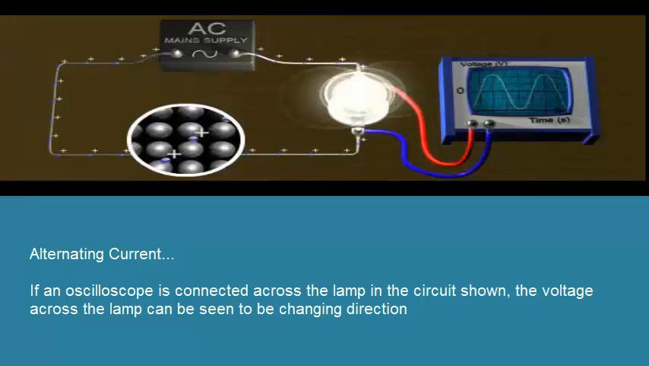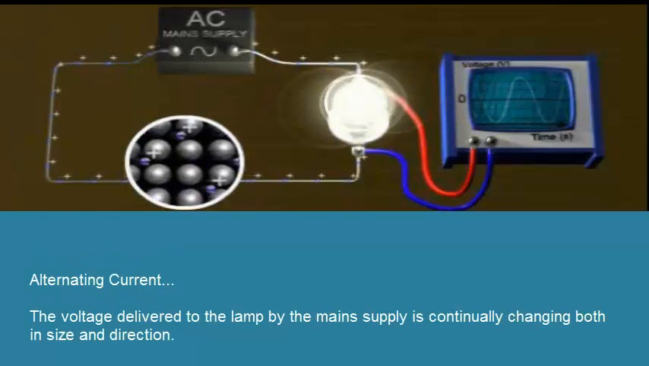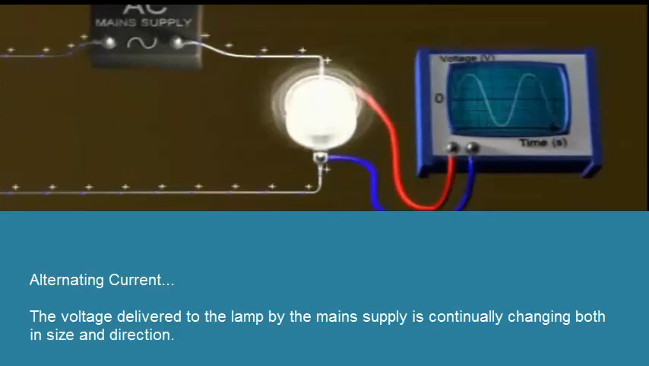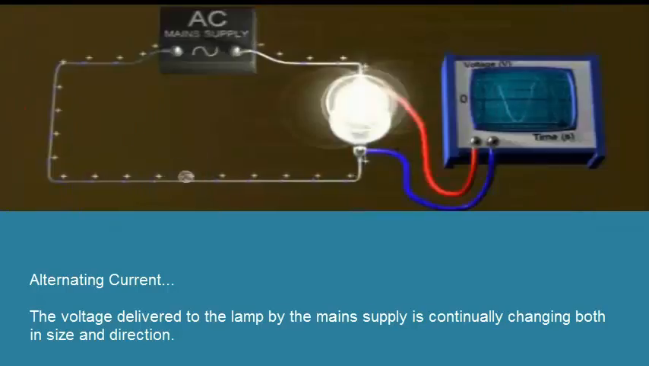If an oscilloscope is connected across the lamp in the circuit shown, the voltage across the lamp can be seen to be changing direction. The voltage delivered to the lamp by the mains supply is continually changing both in size and direction.